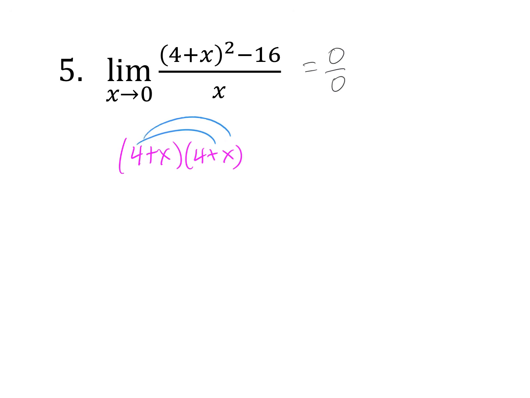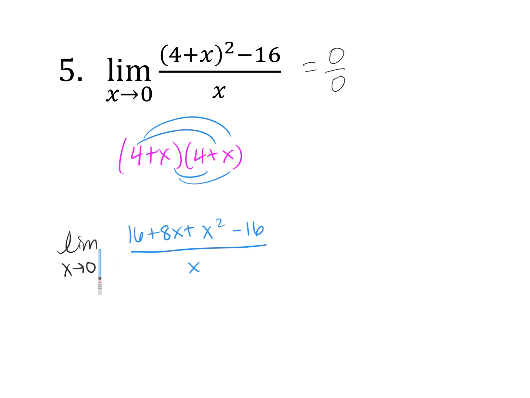Distribute that. It's going to get me 4 squared? 16, thanks. Plus how many x's? Nice. 4x plus 4x is going to get me 8x. Plus how many x squareds? 1x squared. Minus 16, all over x. All I've done here is keep that limit notation and bring it down. I know it's annoying. But all I've done is distribute this right here.